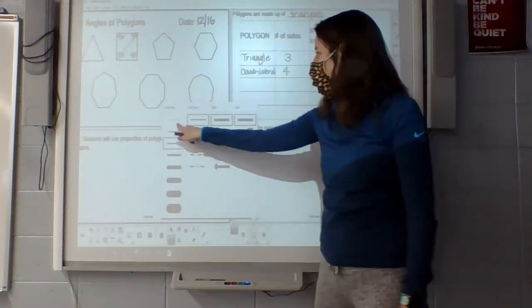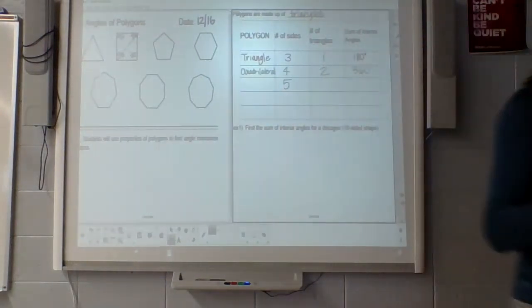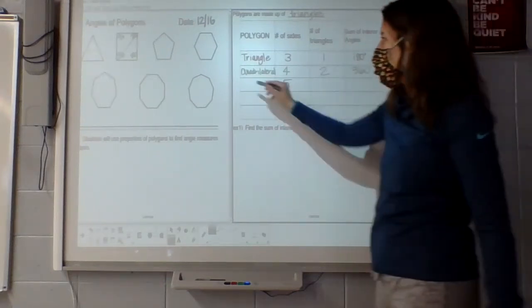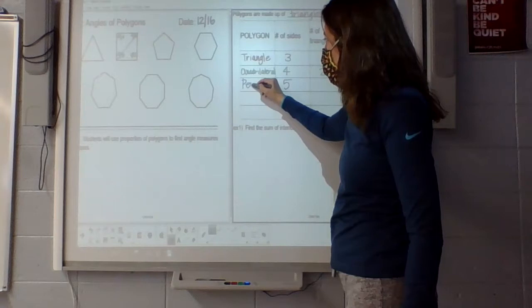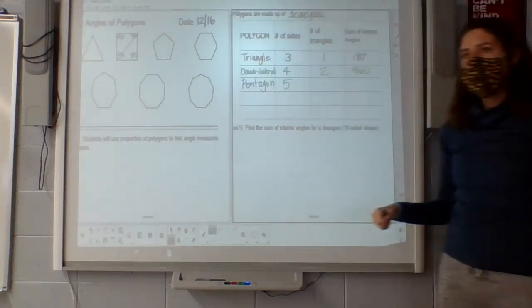The next one after that is going to be 5. What's the name of a 5-sided shape? I already said this one. Pentagon. Holy cow, Michael's our shape expert.